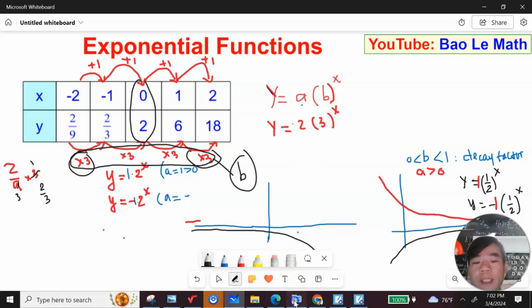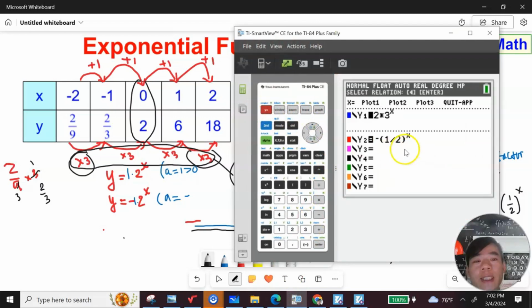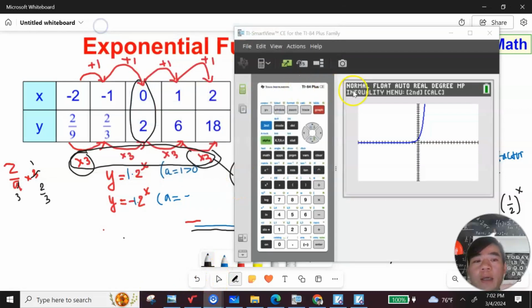So what next? Okay, so you hit Y equals, you see that? Your function right here, okay? Now just hit graph. It's gonna be like this, okay? So your graph should be right here. Now I copy the graph.